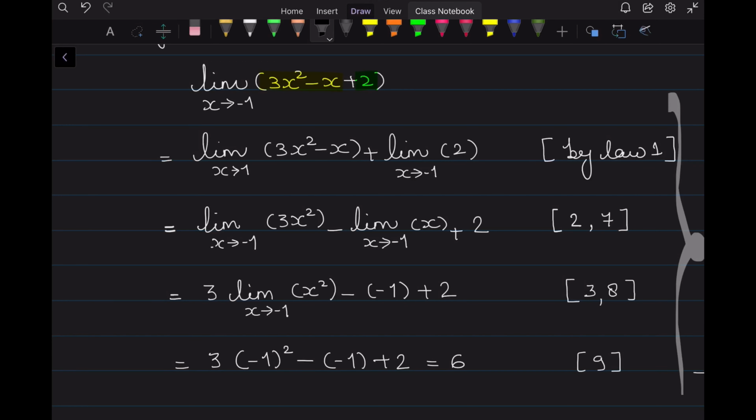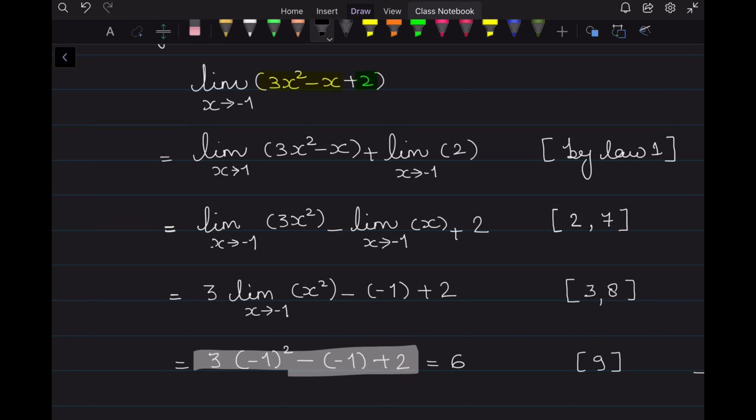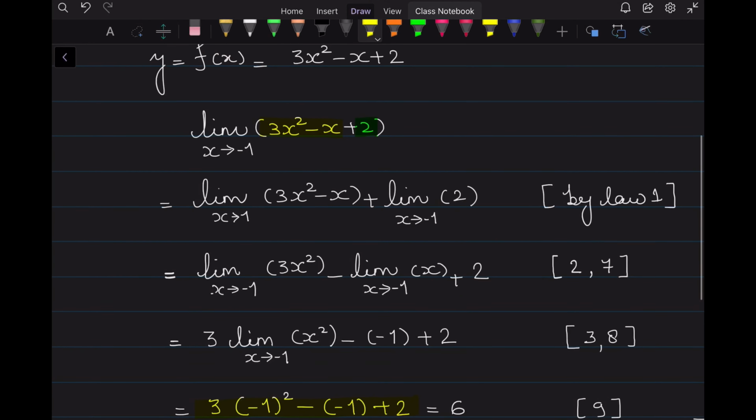So this is how we apply the limit laws in order to determine the limit of a function as x approaches a. And you could see that it's self-explanatory. Now I would like you to focus on this step right here. So what's so special about this step? So let me highlight this one.